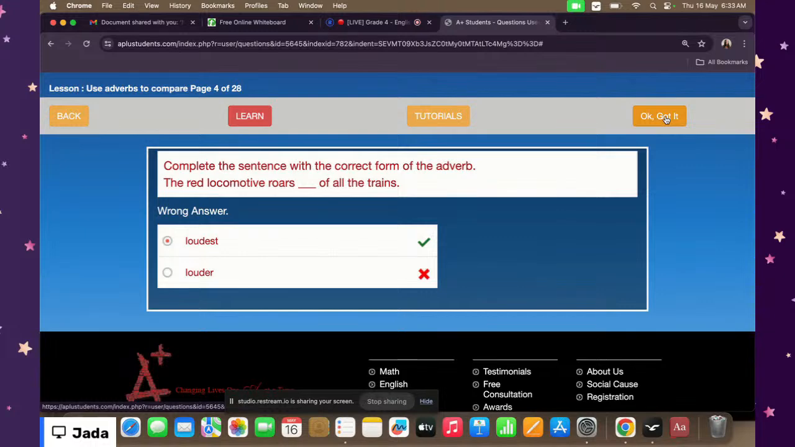So it's supposed to be the loudest and not the louder. So you have to take notes. Okay, if you do not pay attention carefully, you will click on the wrong answer.